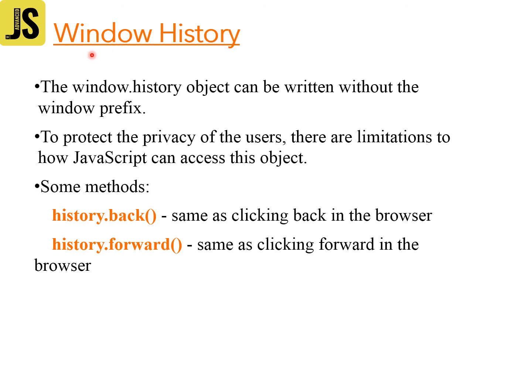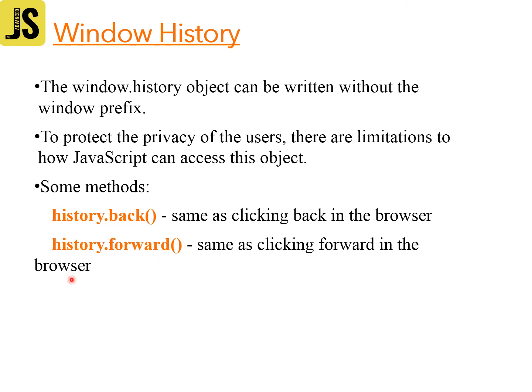The next property of window is window history. The window.history object can be written without the window prefix. To protect the privacy of the users, there are limitations to how JavaScript can access this particular object. Some methods are history.back. It is same as clicking back in the browser. Then history.forward. It is same as clicking forward in the browser.